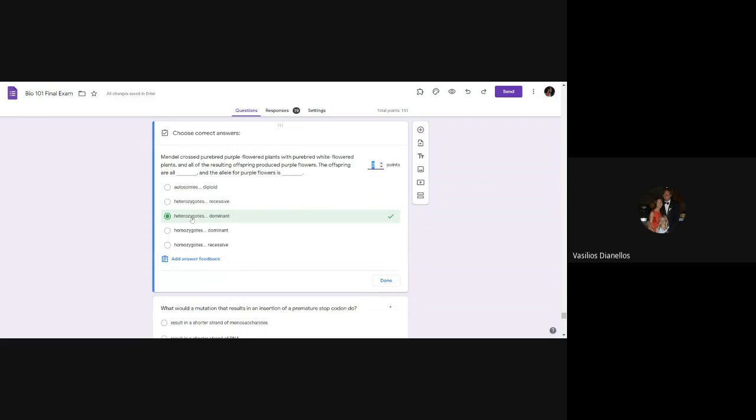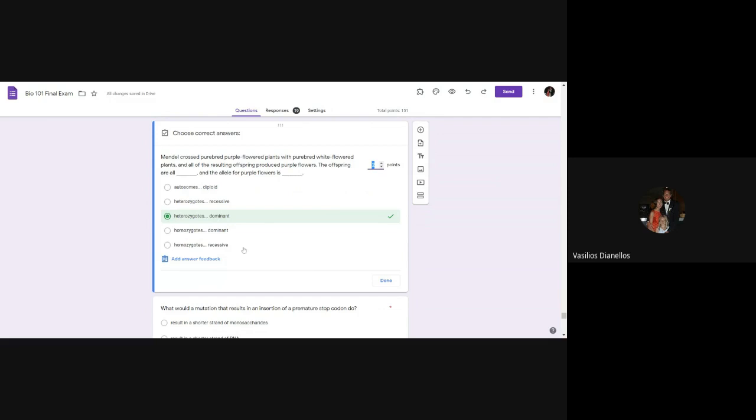And here we go. I'm giving away more points here. If you guessed anything other than this one that makes no sense, which is autosomes and diploid, then you got partial credit. Wait, hold on. Let me think. I'm trying to remember how I did that. Homozygous dominant. Heterozygous. No, I'm sorry. If you guessed heterozygotes and recessive, you got partial credit because they are heterozygous. If you guessed homozygous and dominant, you got partial credit for that because the purple is dominant. So as long as you didn't guess autosomes and diploid and homozygous recessive, then you got partial credit.